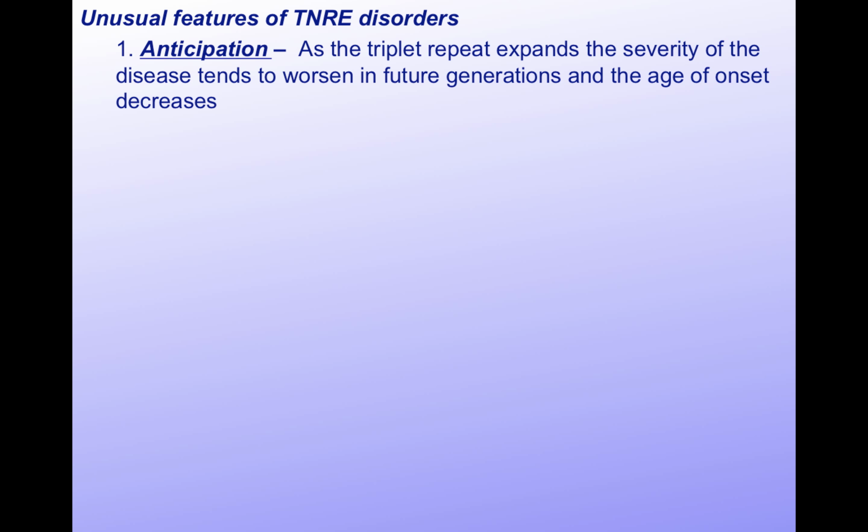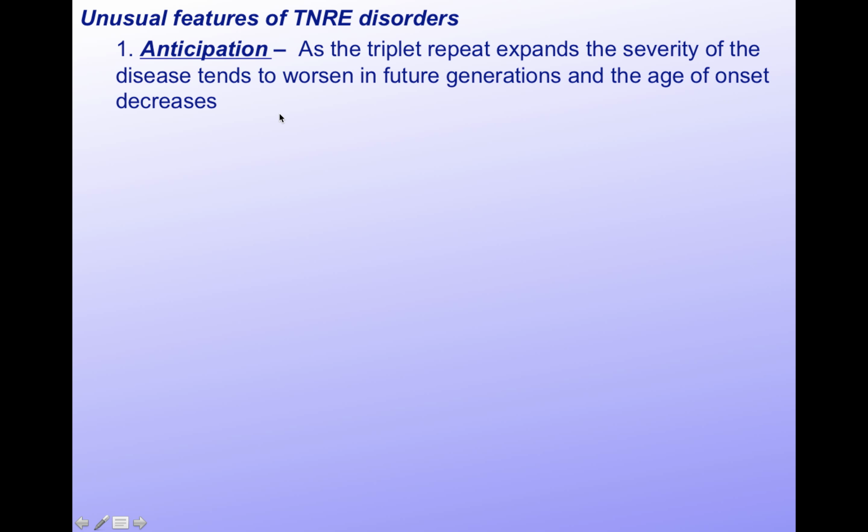There are some very unusual features of trinucleotide repeat expansion disorders. One is anticipation. As the triplet repeat expands, as it gets longer, the severity of the disease tends to worsen in future generations, and the age of onset decreases. So you have a double-edged sword here. The disease gets worse in every generation because the triplet repeat is expanding at every generation, and the age of onset decreases. So younger and younger individuals in a family tree end up showing symptoms of the disease.